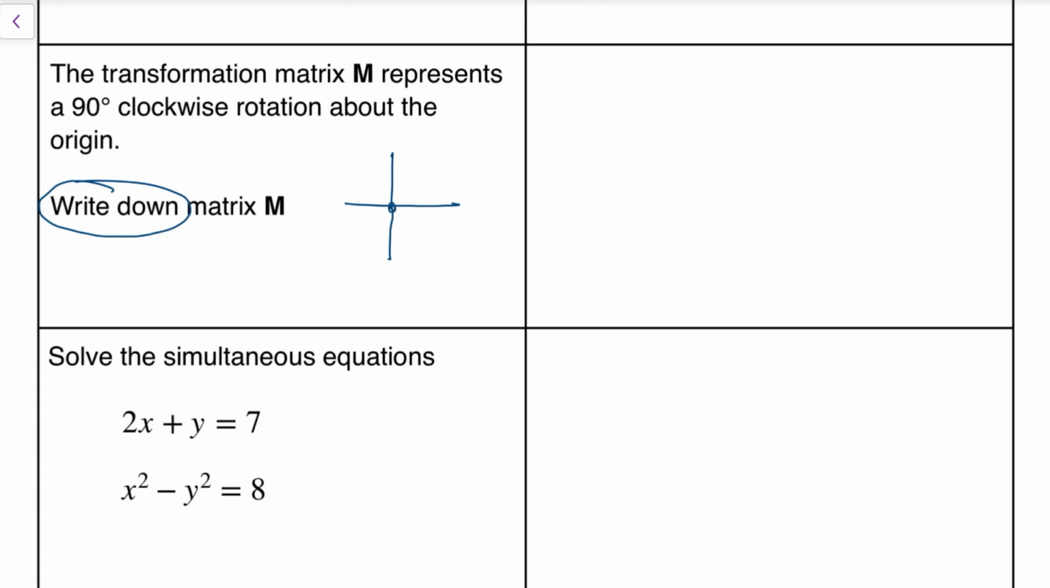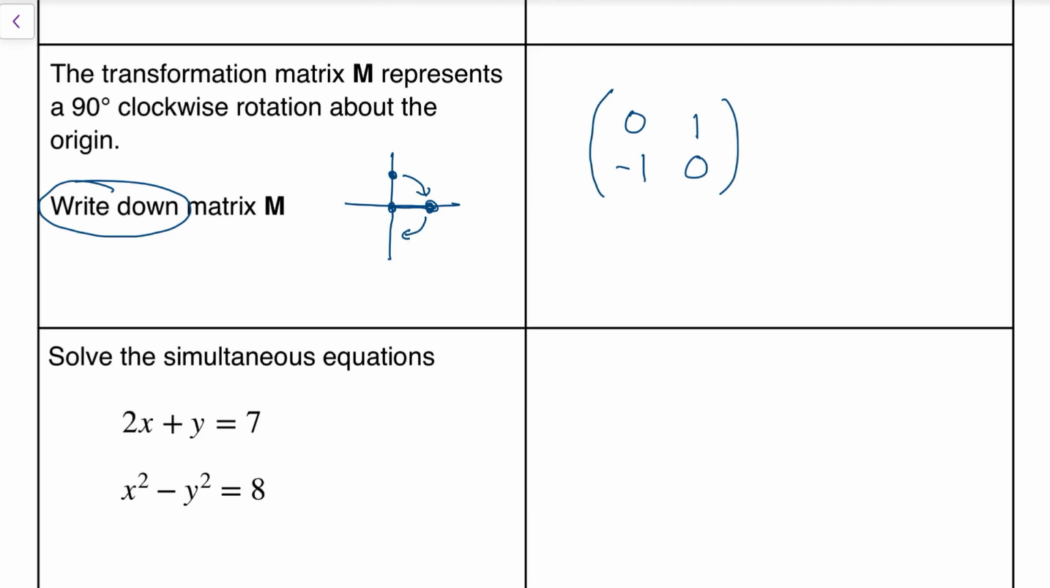So if I think about the point (1, 0), and if I rotate it 90 degrees clockwise, well, that's going to go from there to there. So in other words, its new position is going to be (0, -1). If I think about the point (0, 1), well, that's going to rotate 90 degrees down to here. So its new position is going to be (1, 0). So therefore, the answer to my question is the matrix with columns (0, -1) and (1, 0).